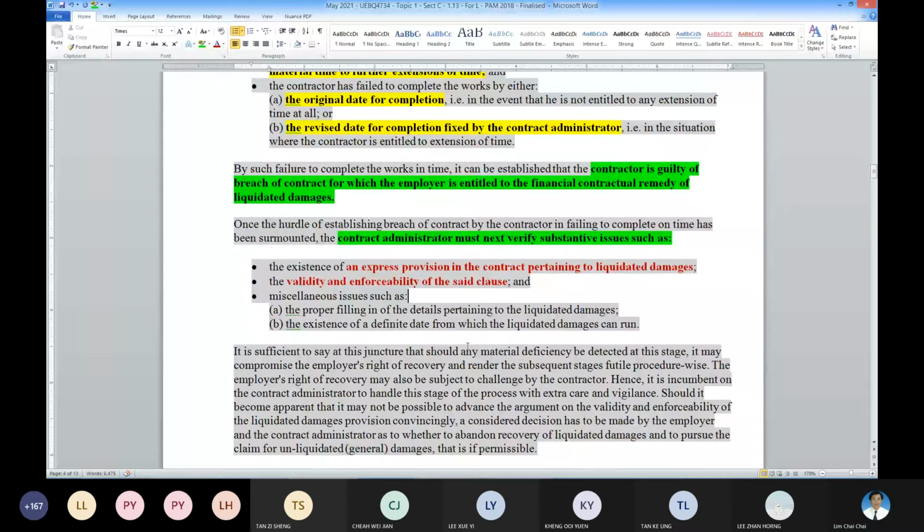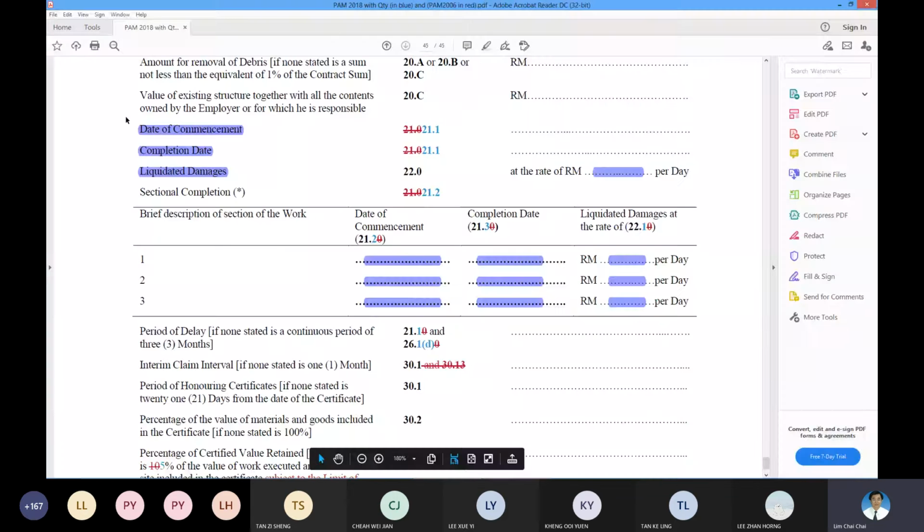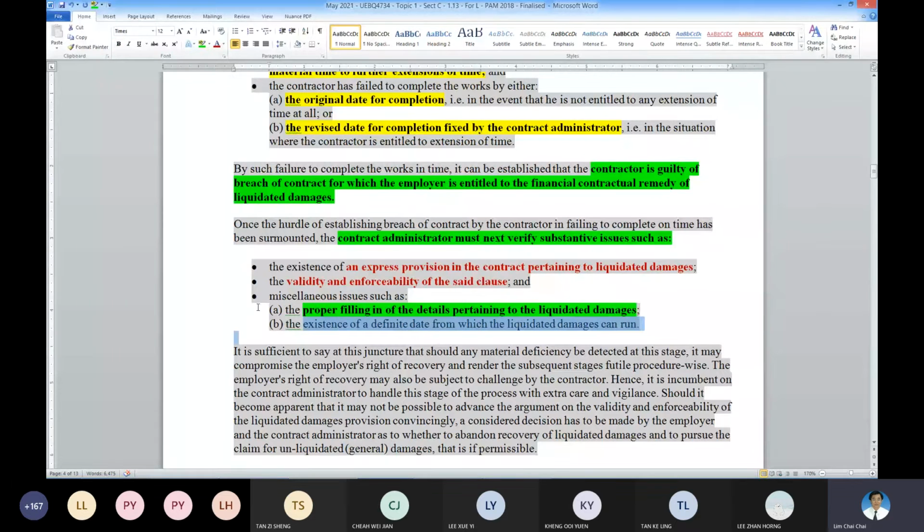For example, the proper details for LD are this one. There must be a starting date, ending date, and LD amount here. This is the proper one. If you lack the starting date, ending date, and the amount, your LD provision is defective. Similarly here, a starting date and ending date without LD for each section is defective. Clear? So if you have all these definitive dates, then only can the computation of LD be calculated properly. If not, you don't know how or when the LD commences.